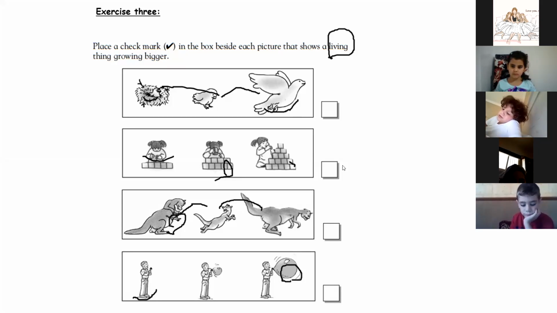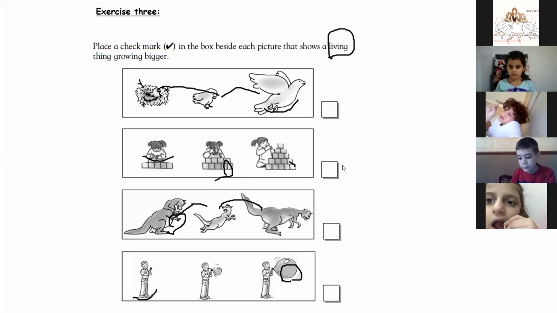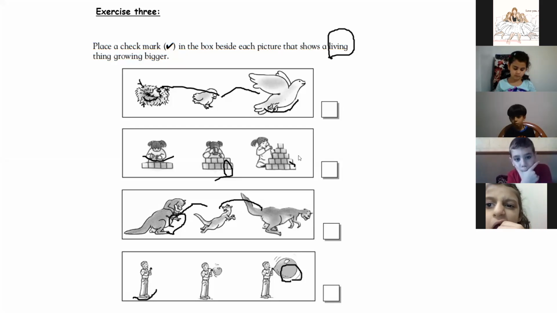Solana, can you hear me? Okay, Ali Jawad, in the first picture, what can you see? Birds. Are the birds living or non-living things? Living. So, should I put a check? Yes. Because we have living things growing bigger and bigger. Thank you, Ali.